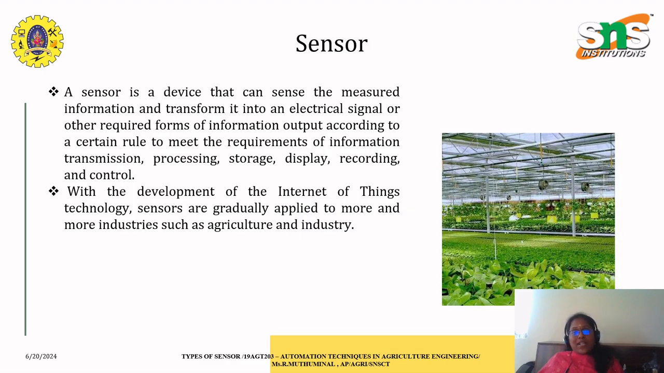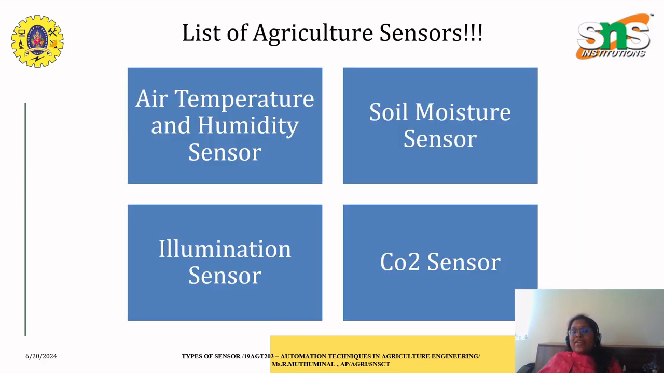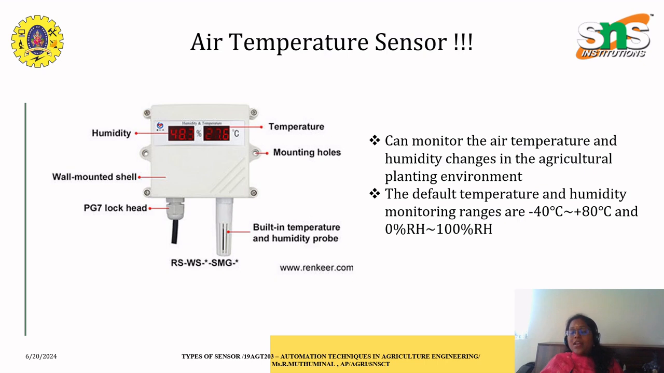We have seen what a sensor is and how this device helps us, what the principles involved under sensors are, and also the list of agriculture sensors and why we need these kinds of agriculture sensors. Today we'll see a detailed description of the sensors which I showed in the previous class.